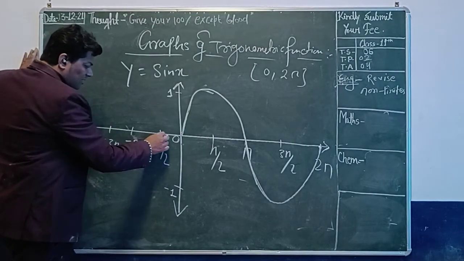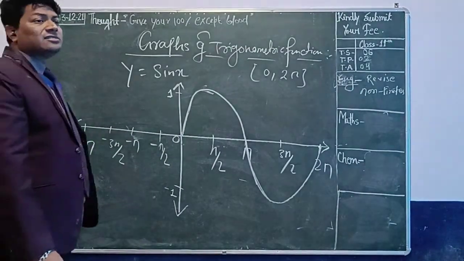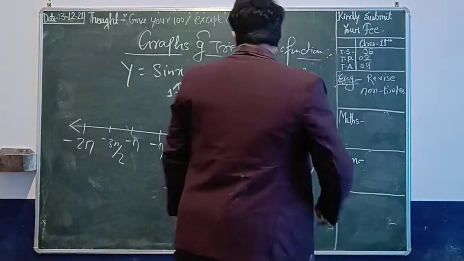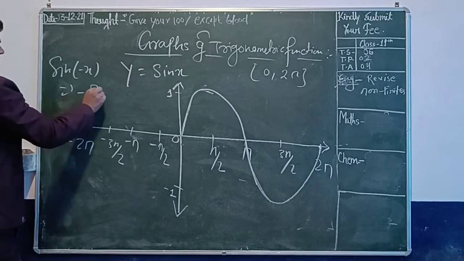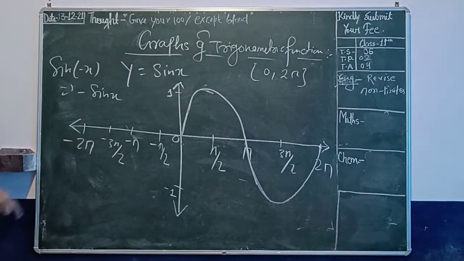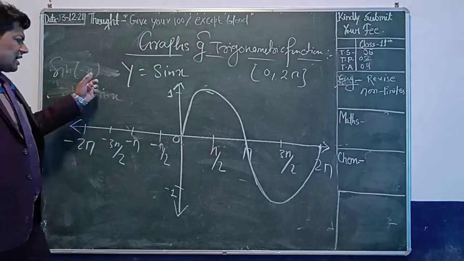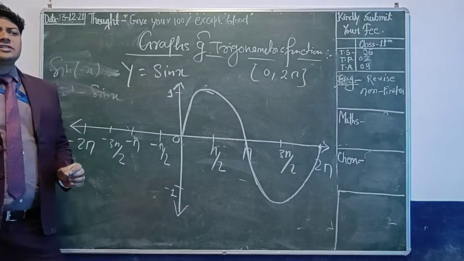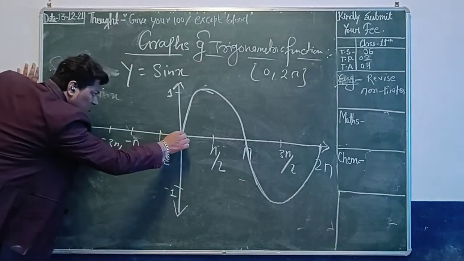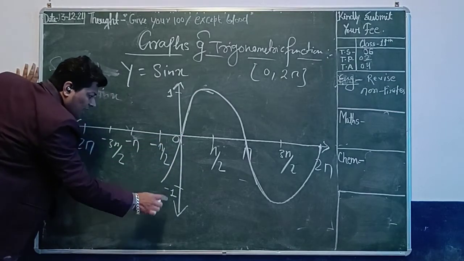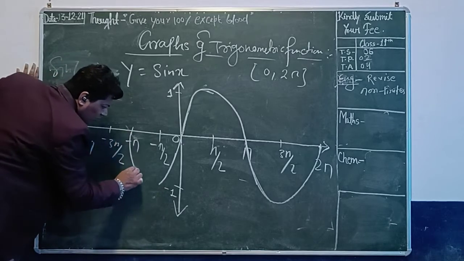Now the graph at minus pi by 2 will be minus 1, because sine minus theta equals minus sine theta. As I told, sine minus x equals minus sine x. If sine minus x equals minus sine x, what is the meaning? It will be minus 1. Is it clear? Again, it will go for this, and again, according to this, it will go for this.